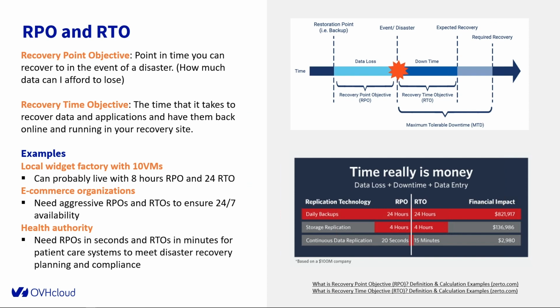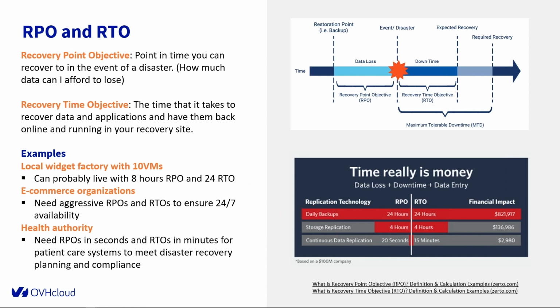And if you look at the bottom left with the examples, it could be a small company. Well, if I lose a day's worth, whatever, okay, I'll live. No one's crying for my things now. I can just look at a backup. I can see what I have to do. An e-commerce organization might need 24/7, right?